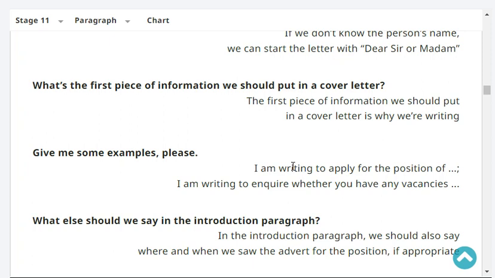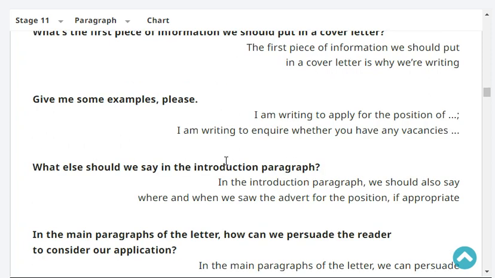Give me some examples, please. I am writing to apply for the position of. I am writing to inquire whether you have any vacancies.